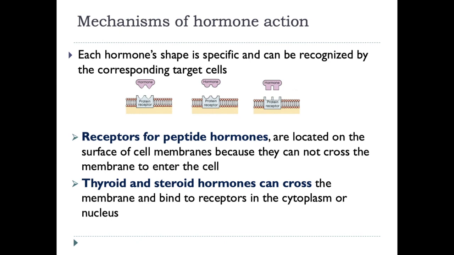Each hormone's shape is very specific and it can be recognized by the corresponding target cells. The situation differs in the interaction of hormones with their receptors, because some types of hormones can cross the membrane and bind to receptors in the cytoplasm or even in the nucleus. But some types of hormones cannot cross the membrane to enter the cell, and receptors for such hormones are located on the surface of the cellular membrane. As an example, peptide hormones mostly associate with the second type of interaction. Steroid hormones and thyroid hormones interact with receptors in the cytoplasm or nucleus.